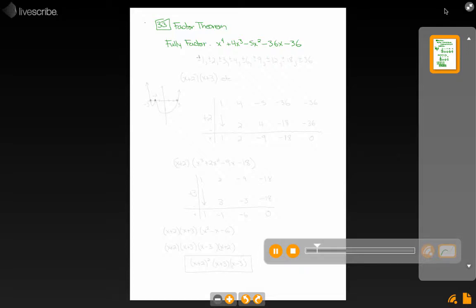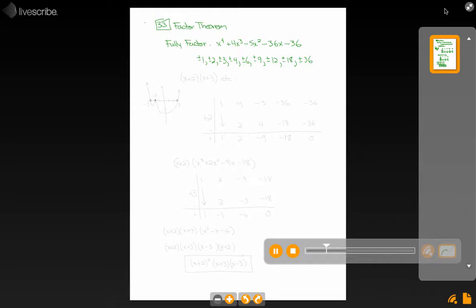That's a lot of possibilities. Plus or minus 1, plus or minus 2, plus or minus 3, plus or minus 4, plus or minus 6, plus or minus 9, plus or minus 12. All of these numbers could be possible factors for me to try.